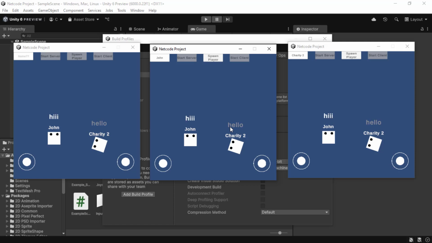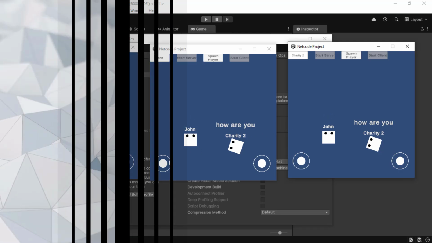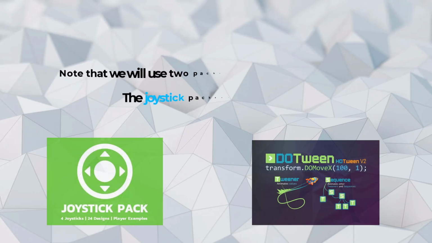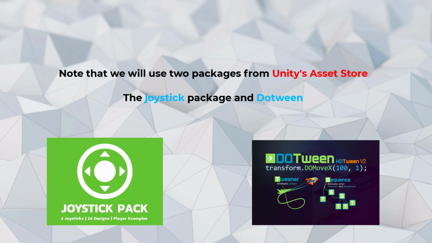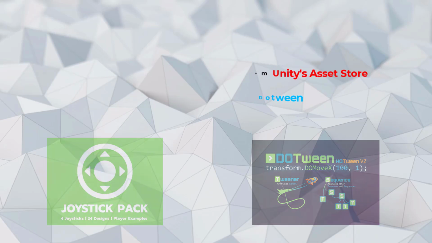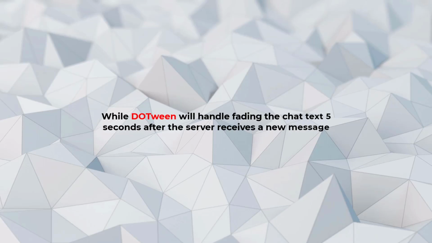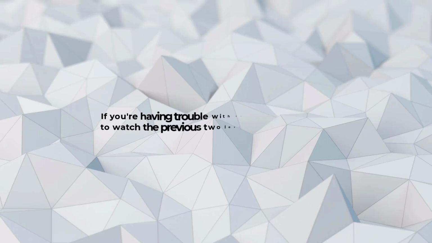I've made it so that the chat text fades away with time. Before we get into the tutorial, I have to explain some core concepts like always. Note that we will use two packages from Unity's asset store, the joystick package and .tween. We will use the joystick pack to control player movement and rotation, while .tween will handle fading the chat text 5 seconds after the server receives a new message. If you're having trouble with this tutorial, feel free to watch the previous two lessons for more clarity.